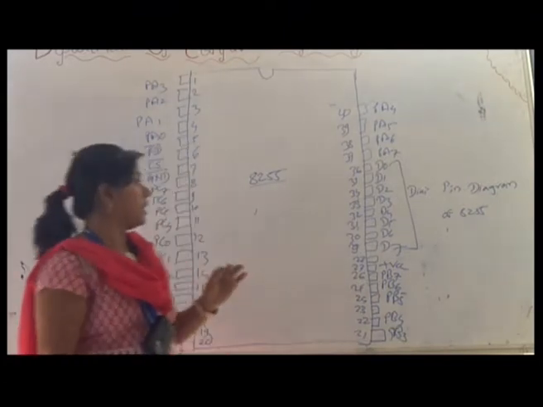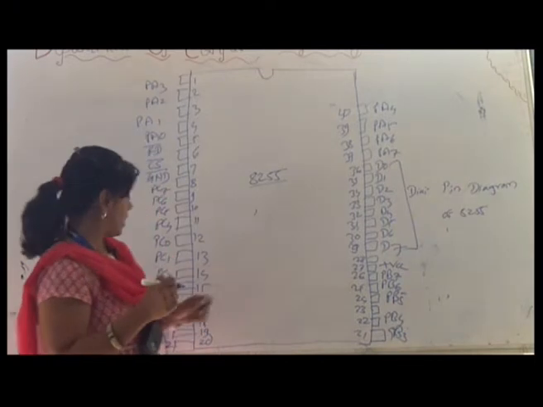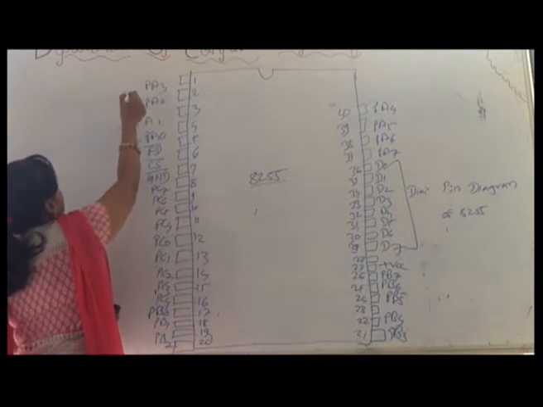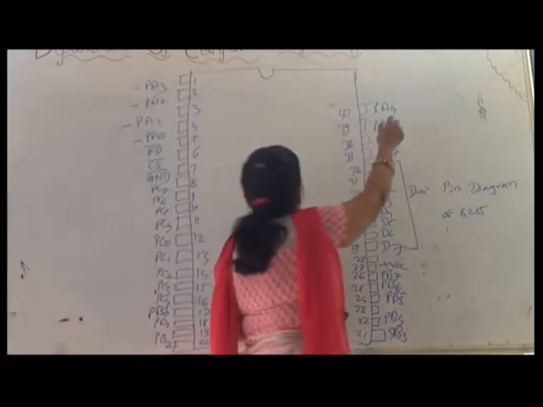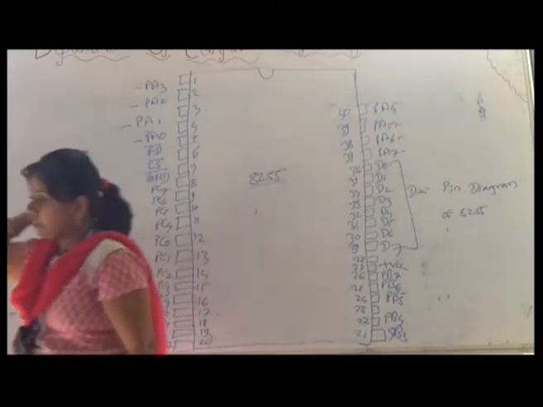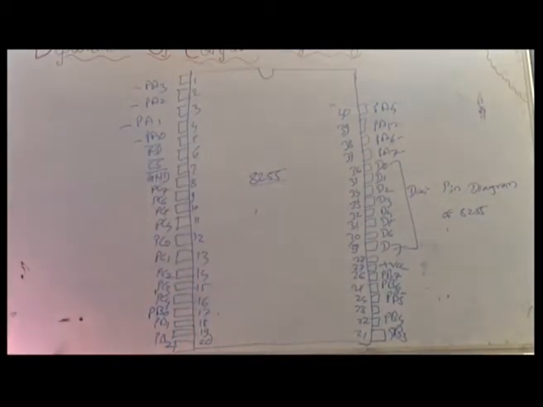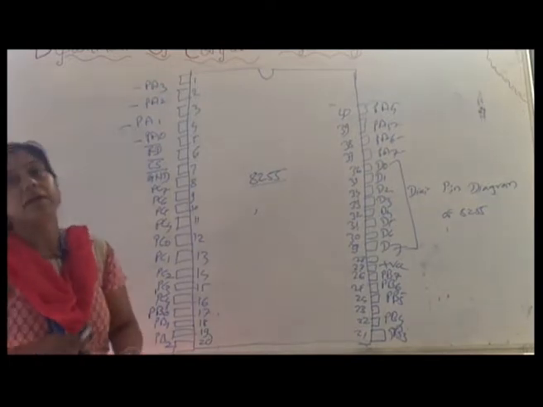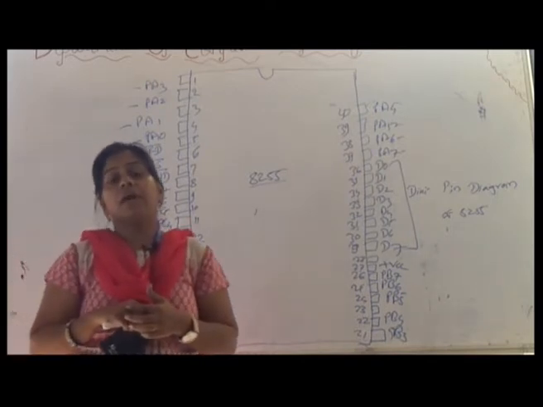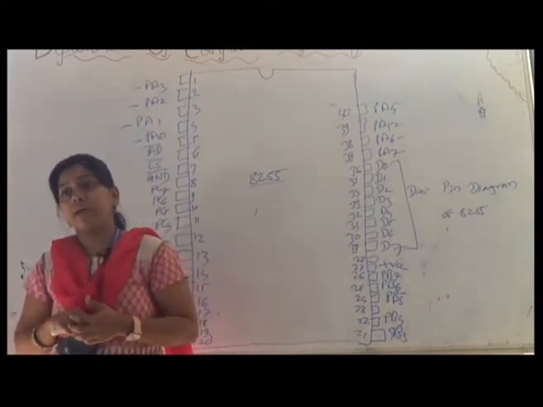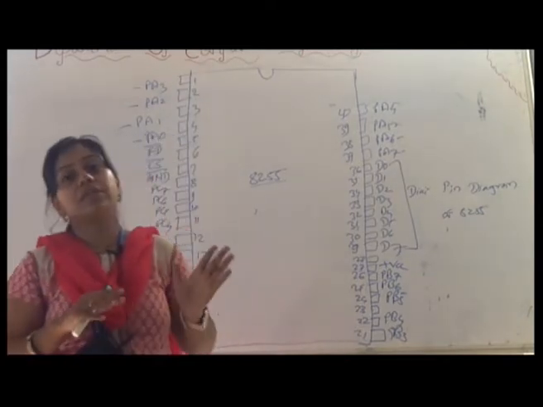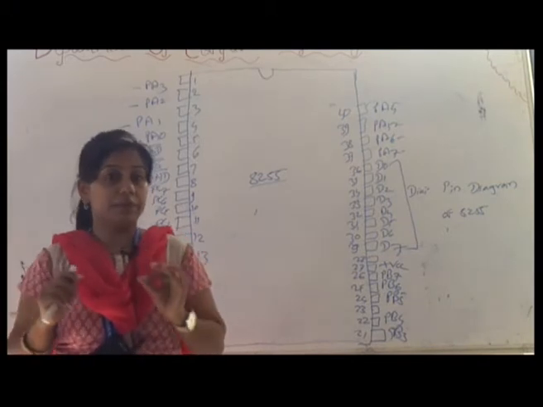Okay, next lines after the data lines are port A, port A0, A1, 2, 3, 4, 5, 6, 7. These port A lines are again the 8-bit bidirectional port A input output lines. The purpose of these lines is to send data to the output device, and they are also used to receive data from the input device.